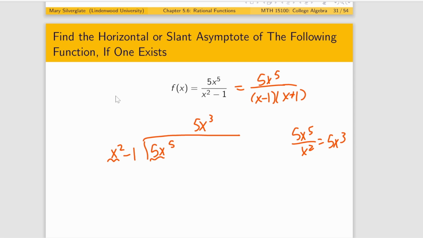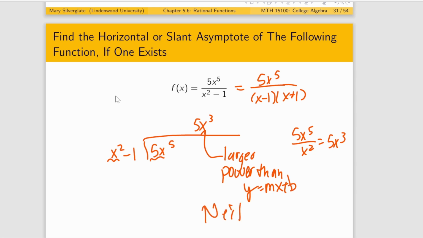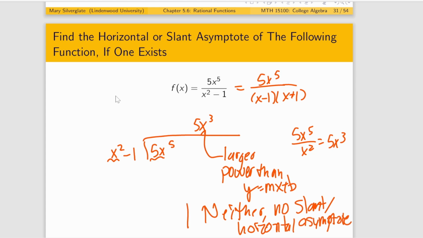And then I technically could keep on going, but this is already a larger power than y equals mx plus b. So I know this will be neither. There is no slant or horizontal asymptote. There will actually be some really funky sort of asymptote, but it's not one that we care about in this class. So as soon as you get a power that's bigger than x, you can just stop and say there's none.